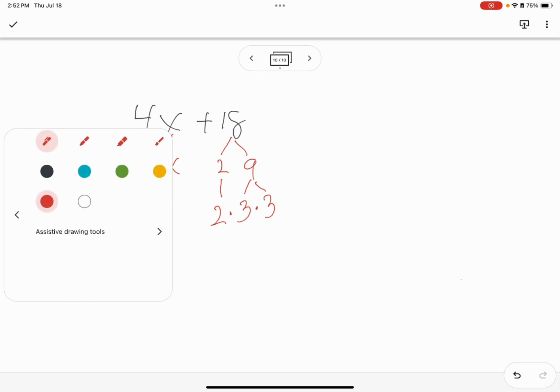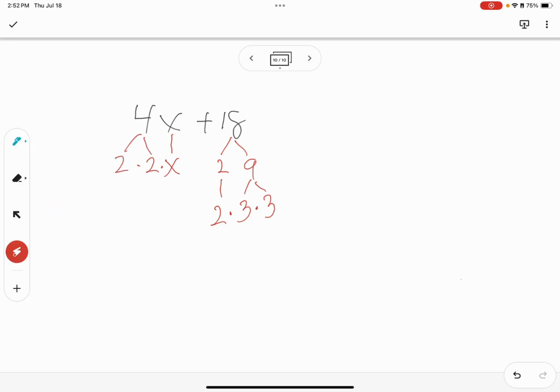What I want to do now is look at, are there any common factors? I've got a 2 and a 2 and an x, and here I've got a 2, a 3, and a 3. Well, these 2's can be my factor, and then there's nothing else. I'm left with a 2 and an x and a 3 and a 3, so there's nothing common between the two of them. The only thing that was common was this 2 and this 2. So this is what I'm factoring out.